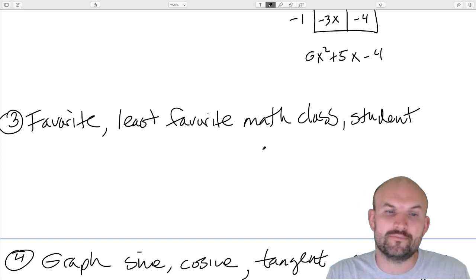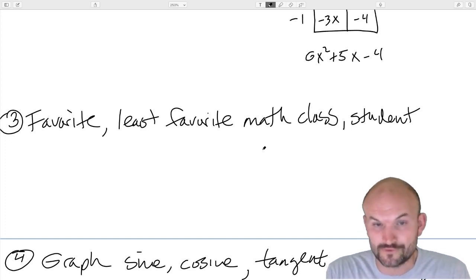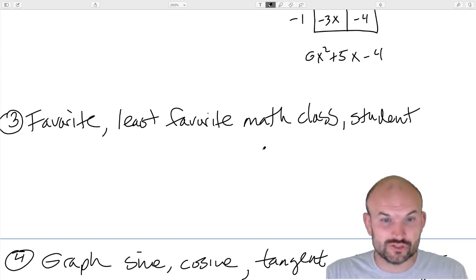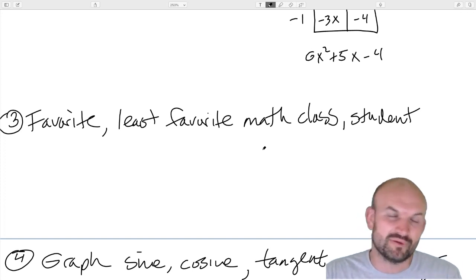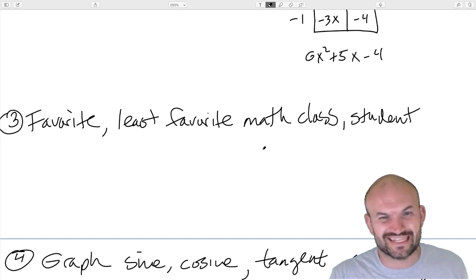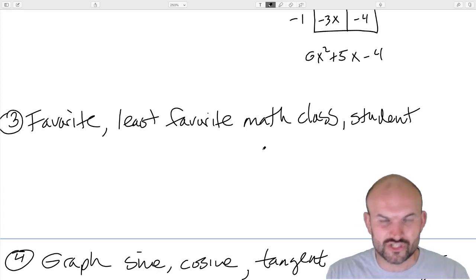But my favorite would have been geometry. When I was in high school, I really liked geometry. I actually liked proofs. I know I'm kind of weird. But yeah, I really enjoyed proofs. I really enjoyed puzzles and thinking that way. I did not really enjoy algebra 2. I don't really like just doing math problems.